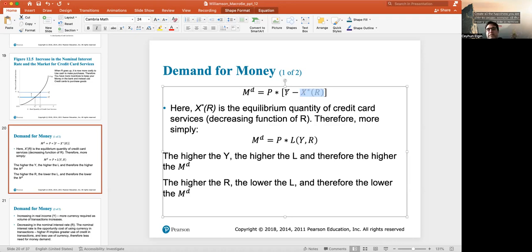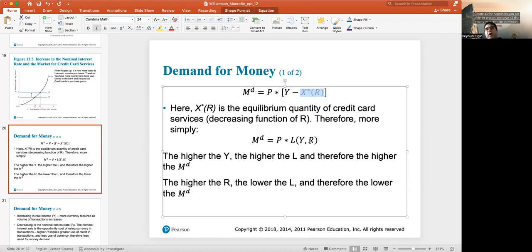So in that sense, money demand is a positive function of P. Positive meaning the higher the P, the higher the money demand. Money demand is a positive function of Y. The higher the Y, the higher the money demand. If you have more income, you will carry more money in your pocket. And then it's a negative function of X. Okay. And also, in other words, it's also a negative function of R.